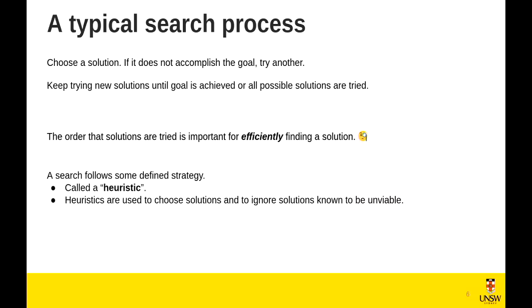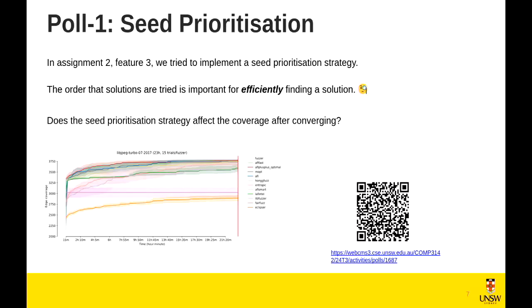It is predefined manually by us, and we don't know whether this will work or not until we tried it out and observed the results. So that's why it is called a heuristic. And we use heuristics to choose solutions, and we ignore those unviable ones. So this is the keyword heuristic here.